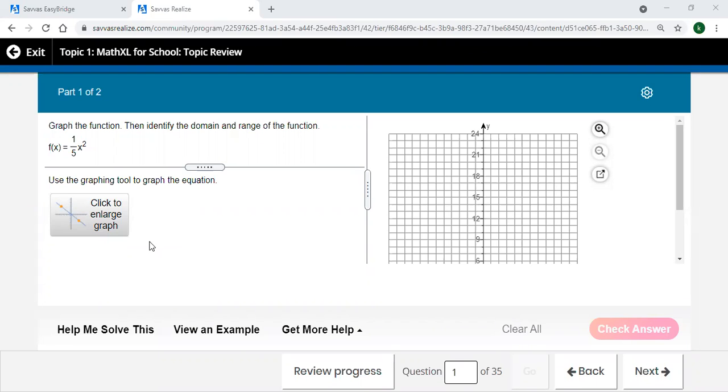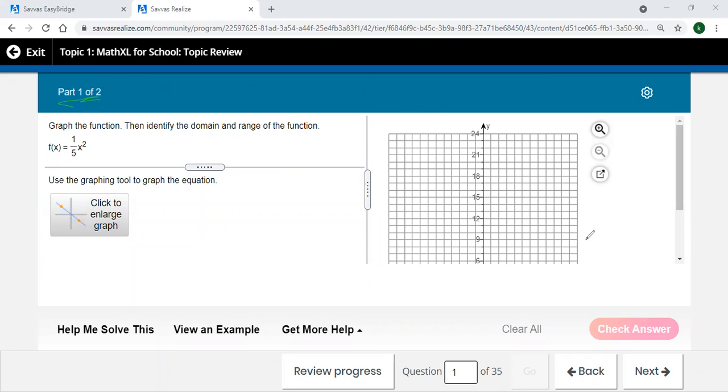Okay, we are here in topic 1, titled Topic Review. So we've finished the chapter unit topic, and now we're working on this to make sure we're prepared for the final exam or assessment over this unit. So here we are on the first one, and we're supposed to graph the function and identify the domain and range. There's 2 parts here.